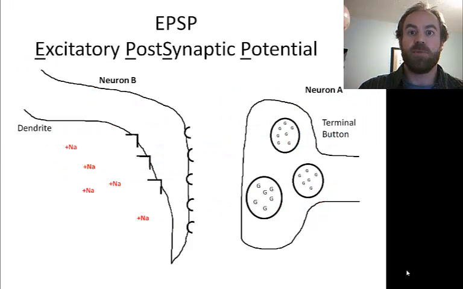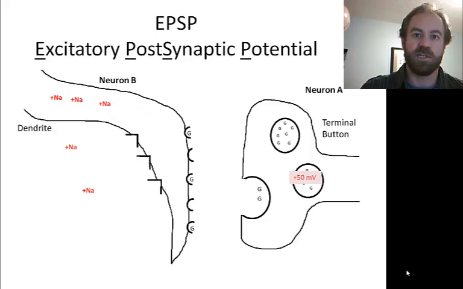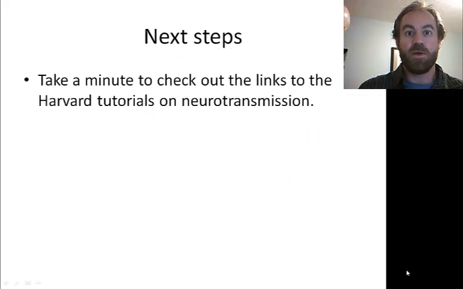As the positive 50 millivolt charge of the action potential reaches the terminal button, it triggers the vesicles to move towards the membrane and release the neurotransmitters into the synapse, and the process repeats itself again. Okay, so that is a very brief and hopefully clear explanation of the action potential.